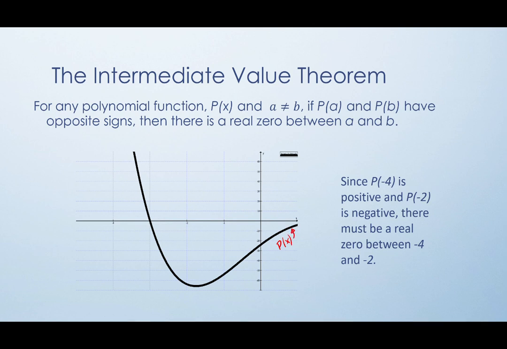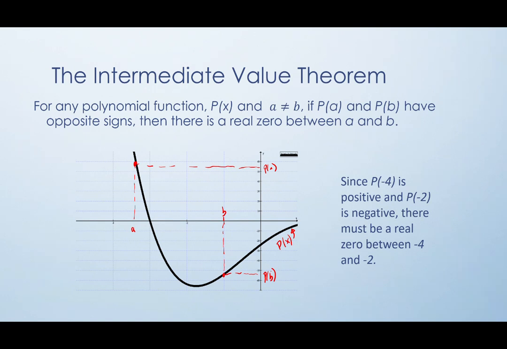and 2 points, a and b, that are not the same. If p of a and p of b, so let's just say, here's a, so p of a, and here's b, so p of b is here. So obviously p of a and p of b have opposite signs. Then this means that there's at least one real zero in between x equals a and x equals b. In other words, the graph has to go through the x-axis to get from positive to negative. Very simple here, right? That's what this is saying.